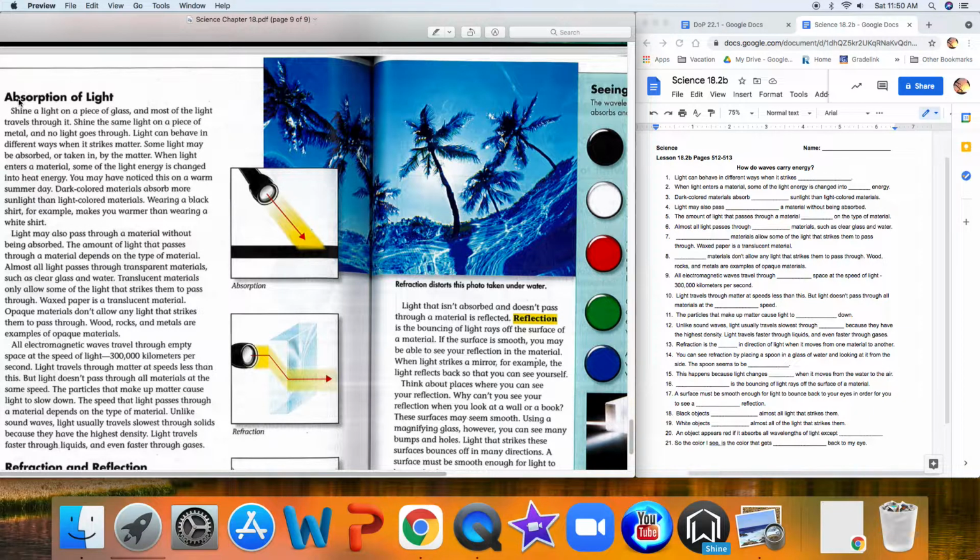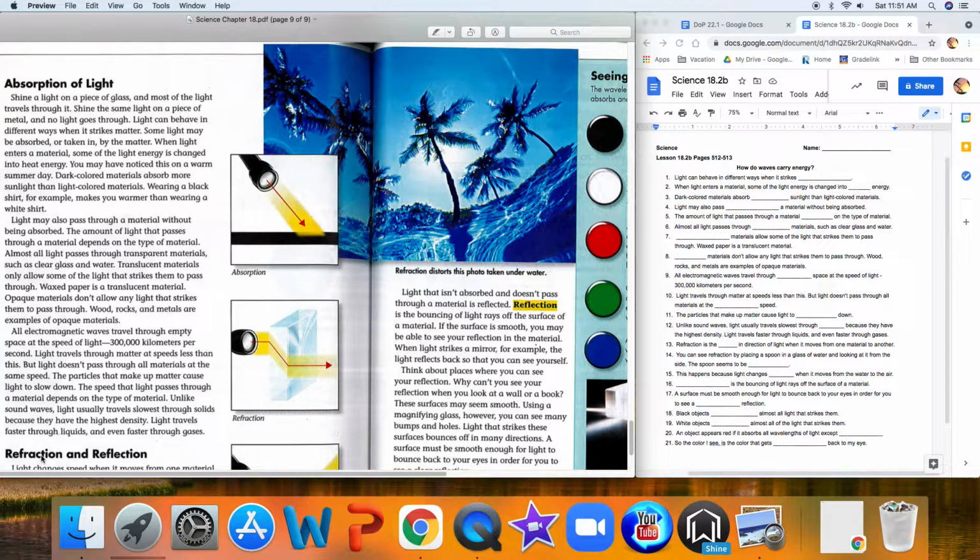Choice one of what light can do. It can be absorbed, it can be refracted, and it can be reflected. Okay, so keep that in mind. There are three things that materials can do to light: absorb it, refract it, and reflect it. We're going to start with absorbing it.